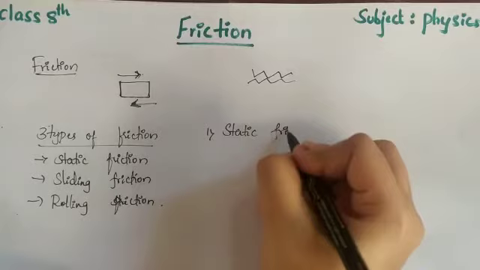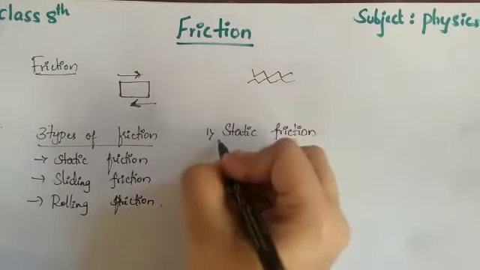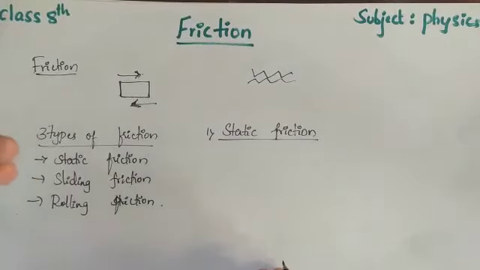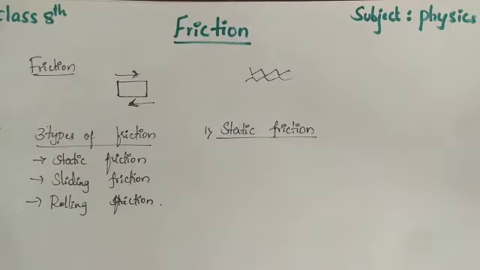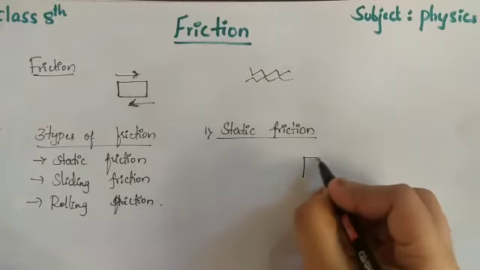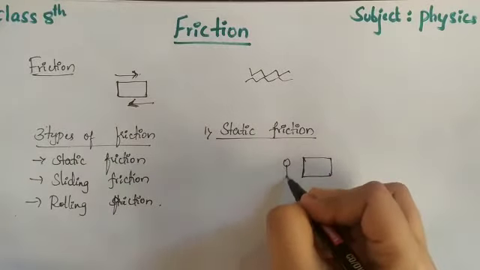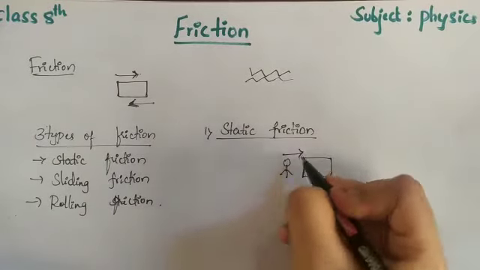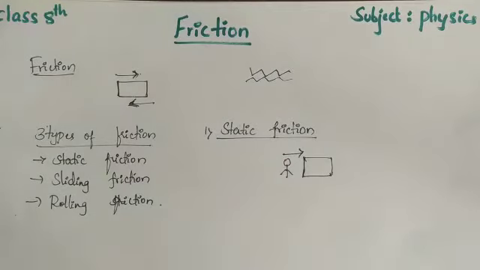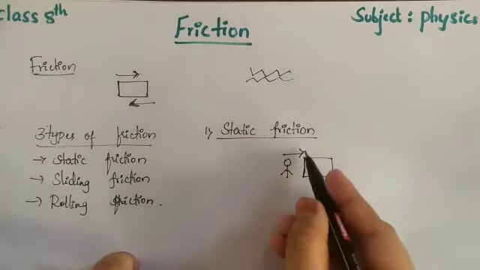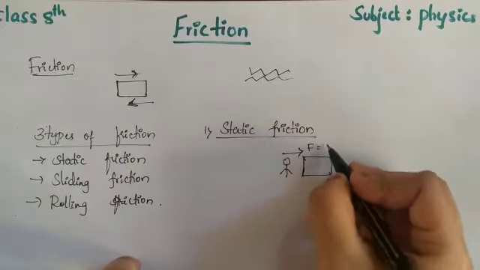So what is static friction? To explain all three types, I am going to use only one example which is common to static, sliding as well as rolling friction. Understand this: I am taking one heavy box. One person is pushing this box, applying force to it in this direction. I am considering that force as 1 Newton.